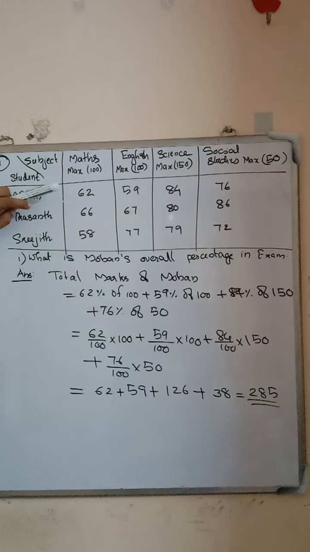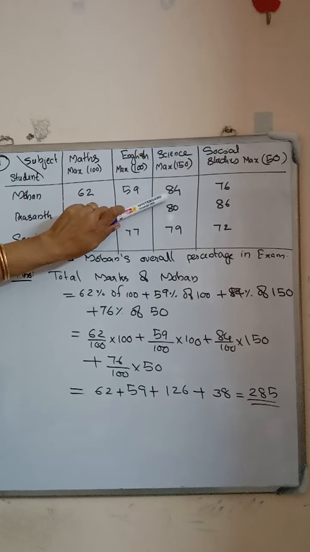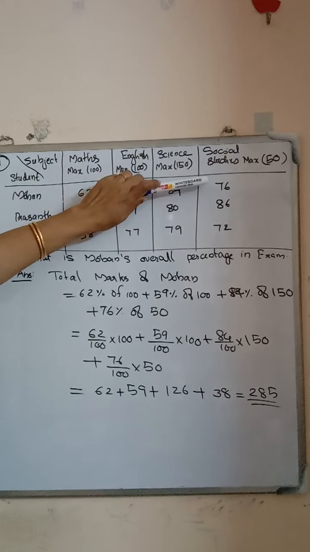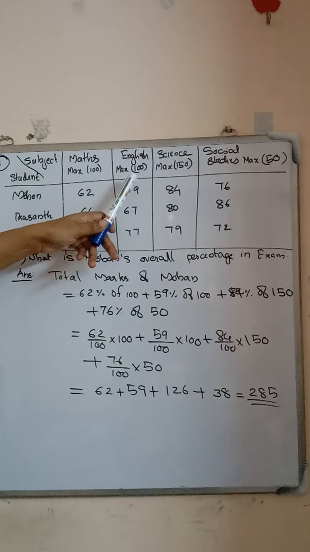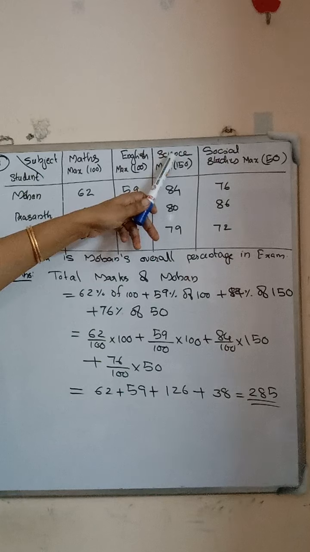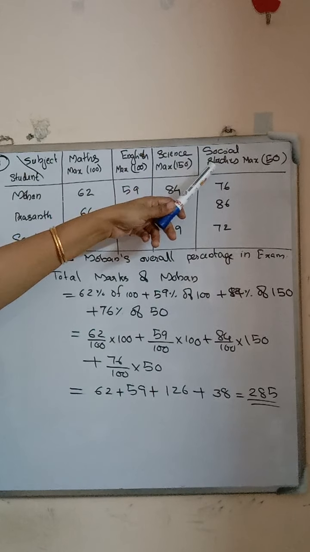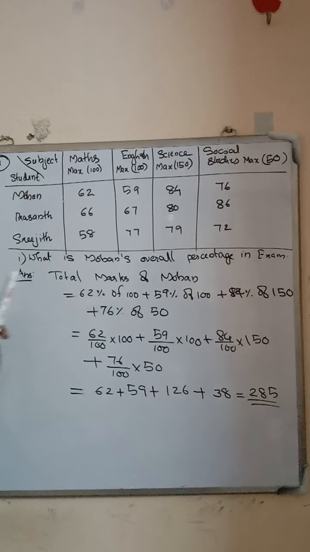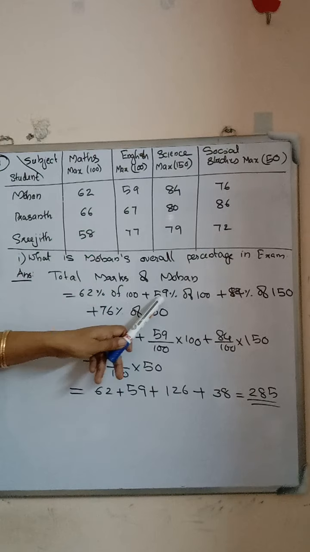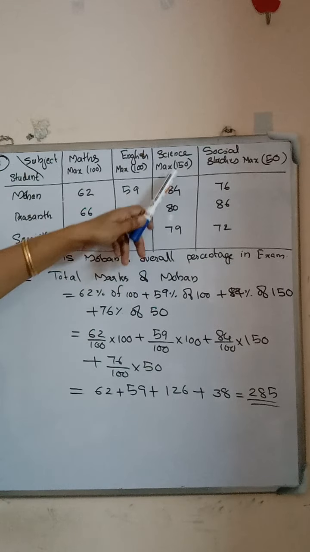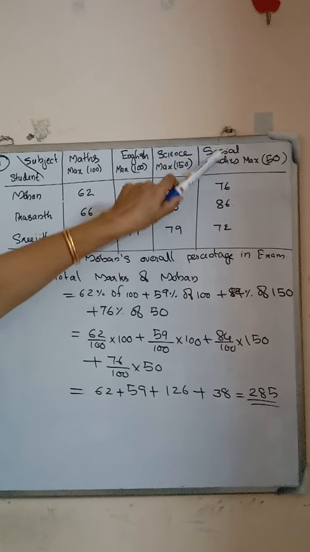We know that Mohan has 62% of marks in maths, 59% in English, 84% in science and 76% in social science. Also, the maximum marks of maths is 100, English is 100, science is 150 and social science is 50. So, the total marks of Mohan is 62% of 100, 59% of 100, 84% of 150 and 76% of 50.